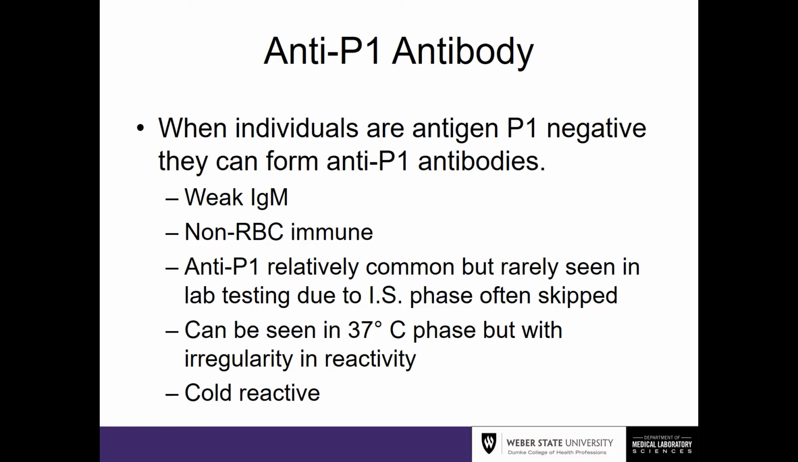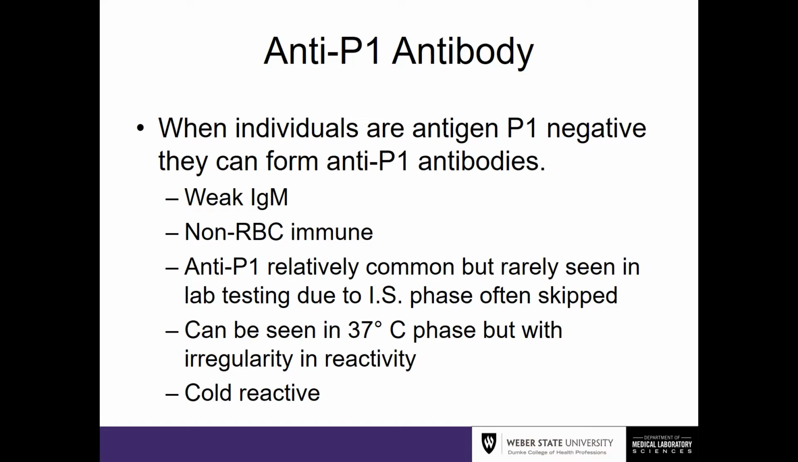So onto our anti-P1 antibody. Obviously, when individuals are antigen P1 negative, they can form anti-P1 antibodies, mostly alloantibodies. Some of the characteristics of these antibodies: they are a weak IgM. They are non-RBC immune, meaning you can be exposed to them through non-blood products.